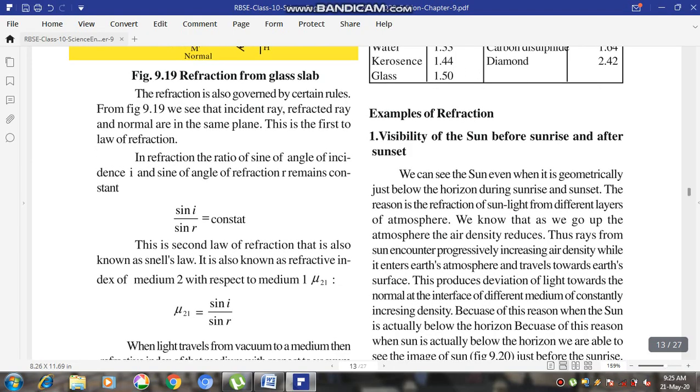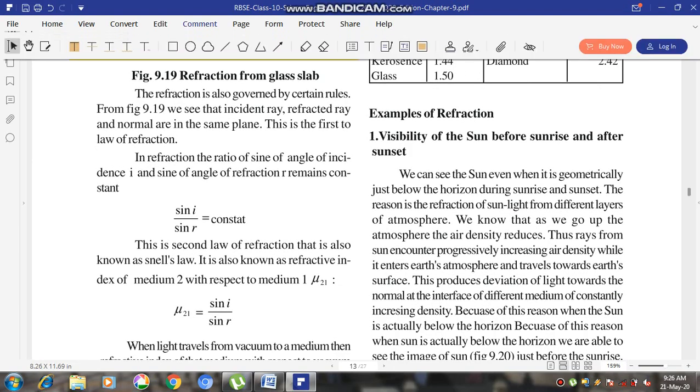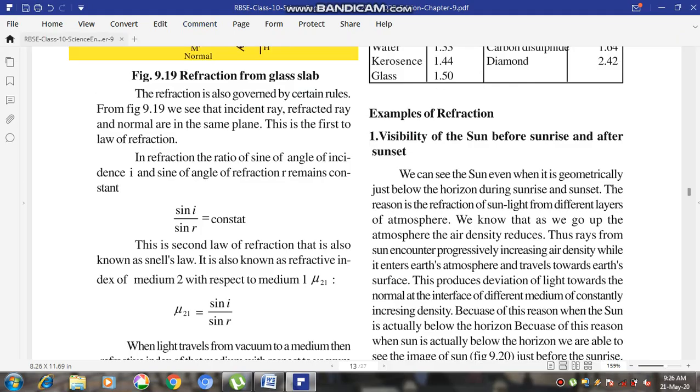So what is the formula of refraction? In refraction, the ratio of the sine of the angle of incidence, that is angle i, and the sine of the angle of refraction remains constant. So sin i / sin r equals a constant. This is the second law of refraction, which is also known as Snell's law. What is Snell's law?